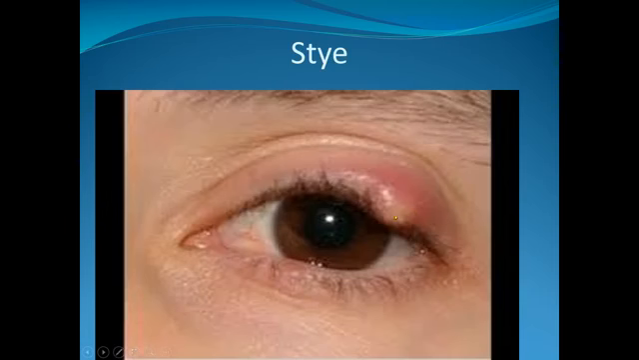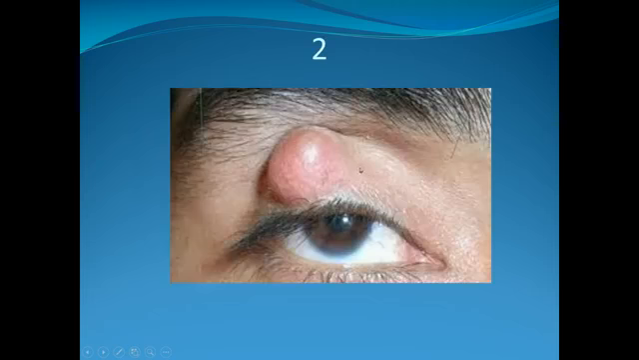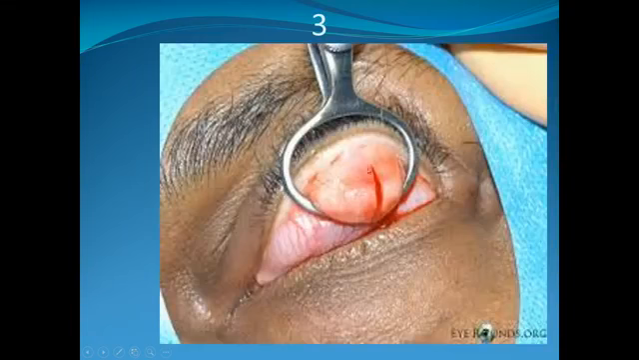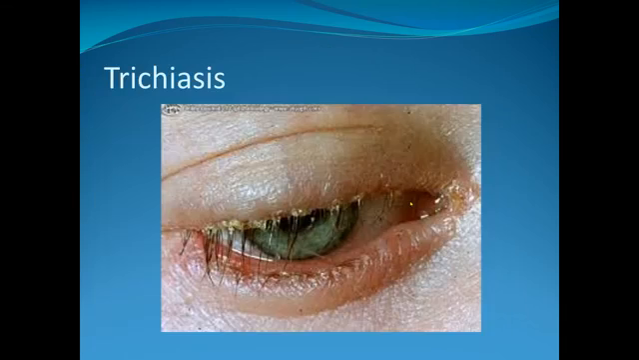Sty: this has a pus point, redness, and is painful. There is pus. This is an acute condition. So just compare with the chalazion. This is away from the lid margin, and usually there is no redness. And in sty, there is a pus point on the lid margin, with redness, painful, looking very painful.